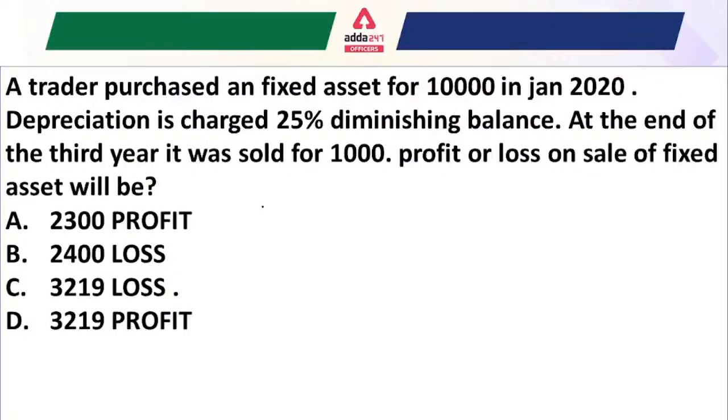Okay, so the first question is related to a trader who purchased a fixed asset for 10,000 rupees in January 2020. Depreciation is charged at 25% by the diminishing balance method, and at the end of the third year it was sold for 1,000 rupees. So you have to find out what may be the profit or loss on the sale of the fixed asset.